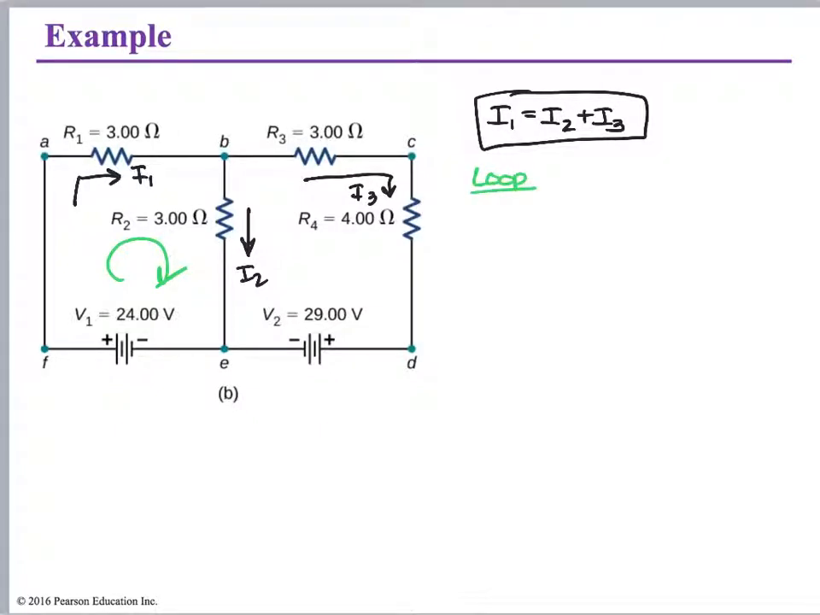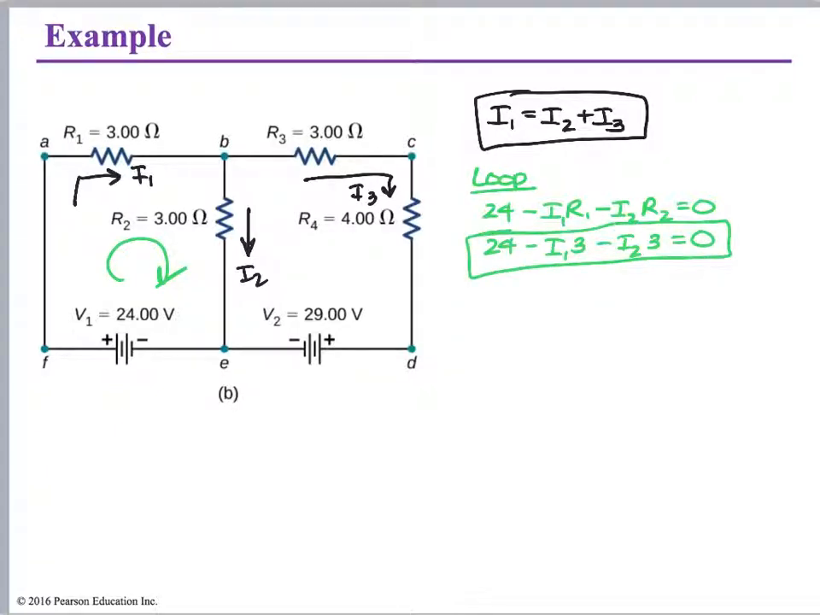And so we started at the battery. We went from negative to positive, so that was a positive 24. Then when we go through resistor 1, we're going in the direction of current, so that's a loss of I1 times R1. And then we come down through the middle resistor R2. With the current, that's another loss, I2 R2 equals 0. If I put in the values for the resistances, we get this equation. And so this will be an equation we'll work with.